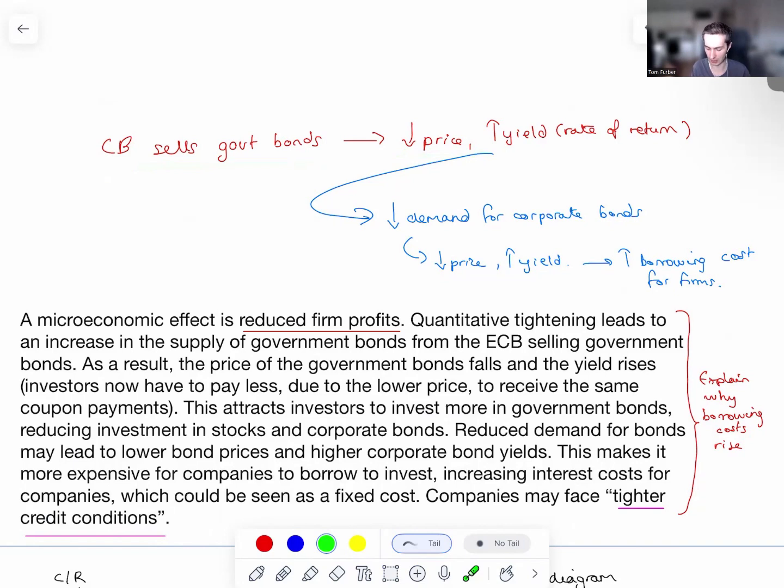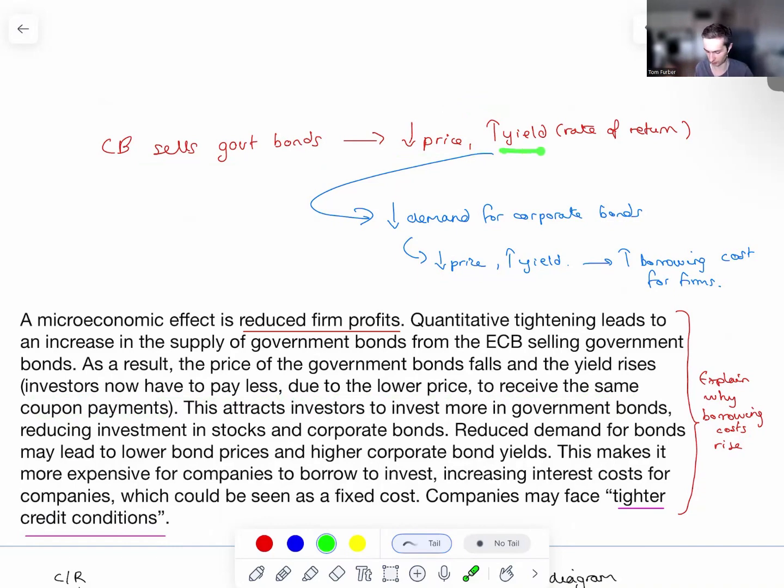And one key thing is there's this inverse relationship between the price and the yield, or the rate of return. The idea being that if the price is lower, the investors now have to pay less to receive the same coupon payments, the interest payments, if you like, which are fixed when the bond is first created. And that's why when the price falls, your rate of return on buying that bond increases.